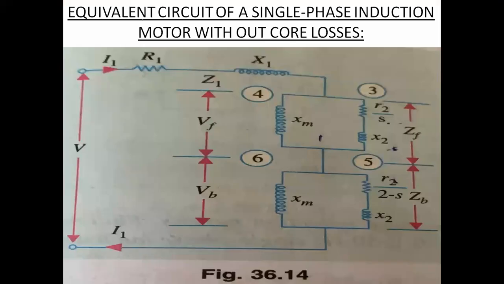See here, this is the equivalent circuit of a single phase induction motor without core losses. I am omitting the core losses and assuming the equivalent circuit. After that, I will show you with core losses also. It consists of two motors. A single phase motor looks as if it contains two motors, having a common stator winding. This is the stator winding, and these are the rotor windings.